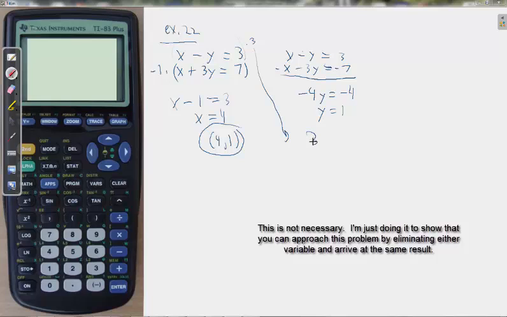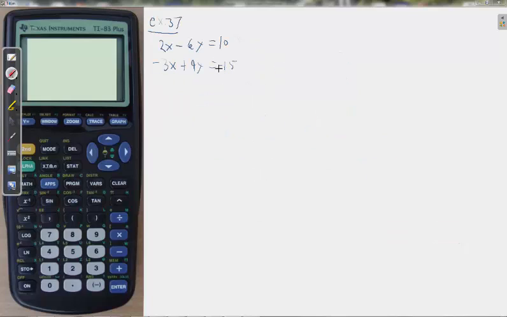That would have got me 3x minus 3y equals 9, and still would have had x plus 3y equals 7. Add down, you would have got 4x equals 16. So x equals 4, and then you would have plugged in and got y equals 1. I'm going to do 37 next.